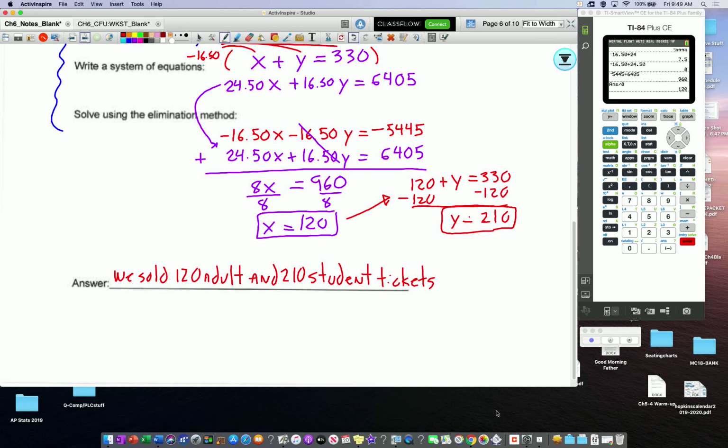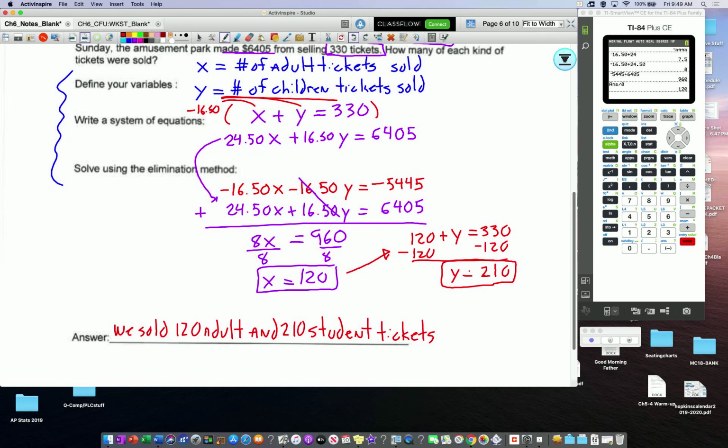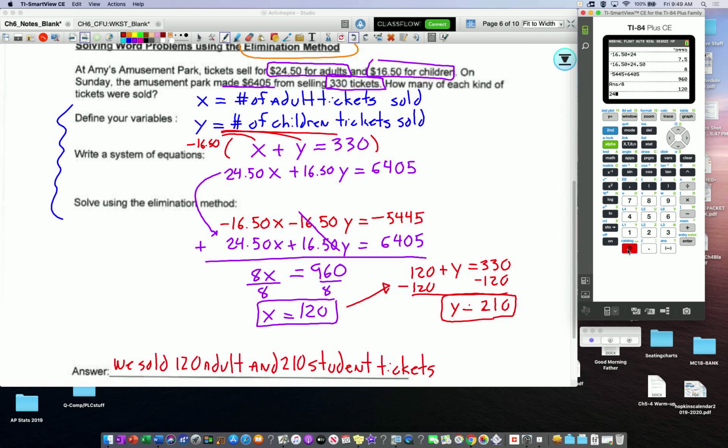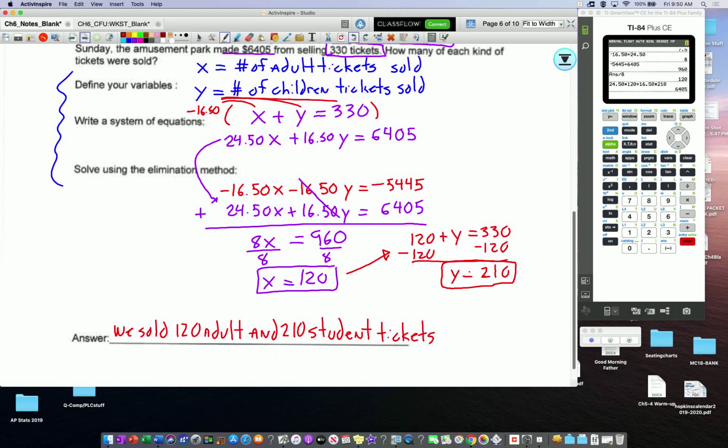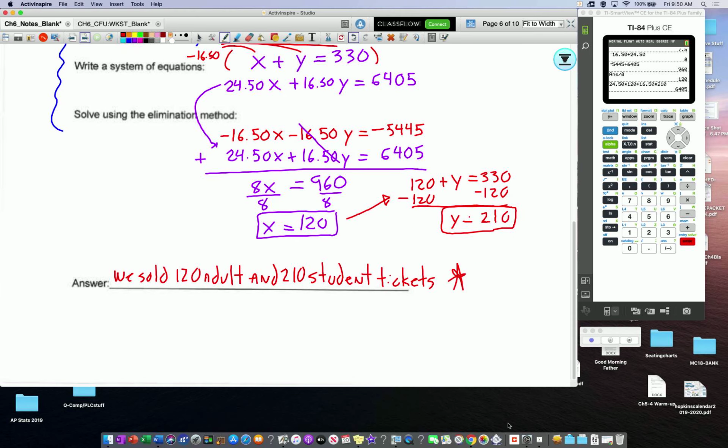One of the things I'm going to do is quickly check. I'm going to say, all right, 2450 times the 120 plus the 1650 times the 210. Whoops, helps if I type things in right. This has to equal that revenue of $6,405, which it did. So I know my answer's right. Sweet. That's what I love about this unit. You guys are going to know whether or not you have your answers right a lot of the time.